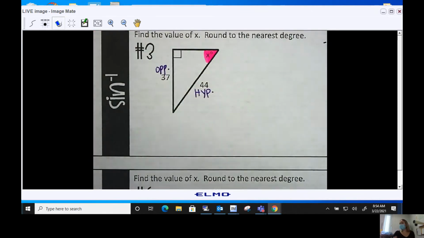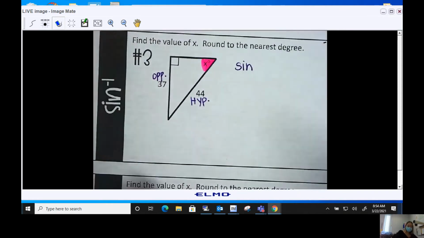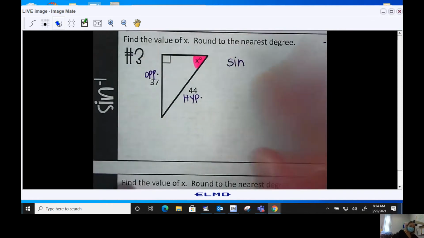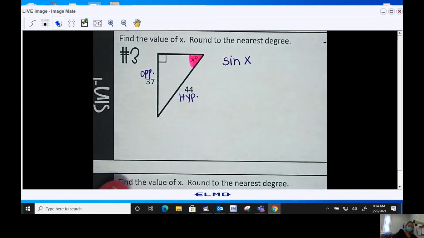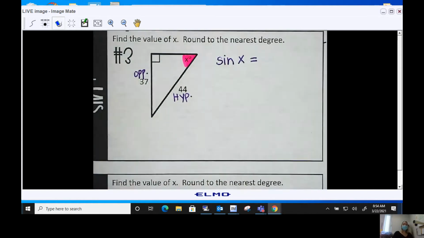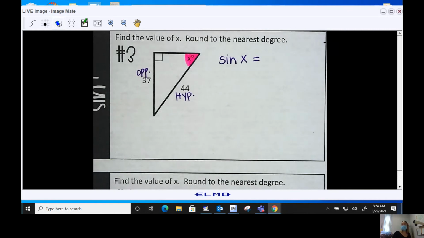So just like before, I'm going to write a fraction, and I'm going to do the opposite divided by the hypotenuse. Now this time, I do not know what my angle is. It's the sine of x, because that's what I'm trying to figure out. It's unknown. Equals opposite over hypotenuse. What over what?